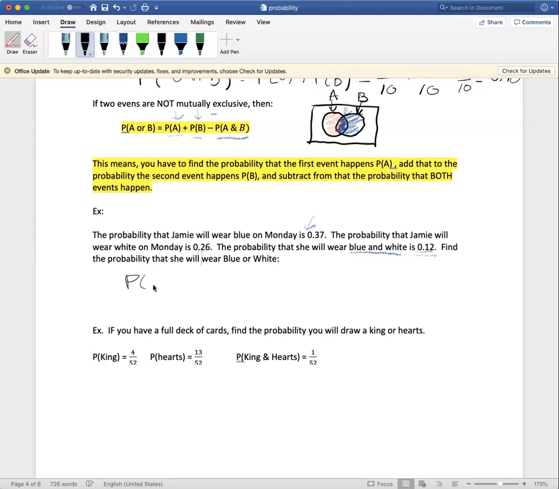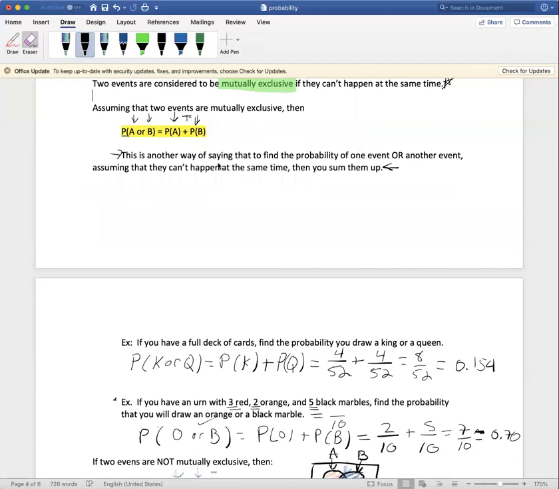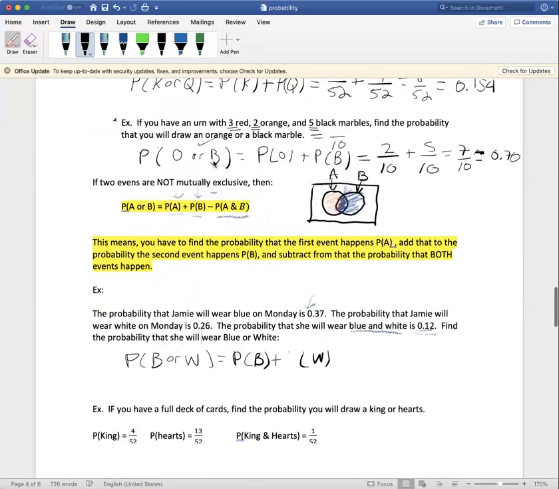So the probability that she wears blue or white equals the probability that she wears blue plus the probability that she wears white. Excuse me, there should be a P over here. Plus the probability she wears white. And again, because it's possible for these two to intersect each other in this example, then we're going to subtract off the probability of blue and white.